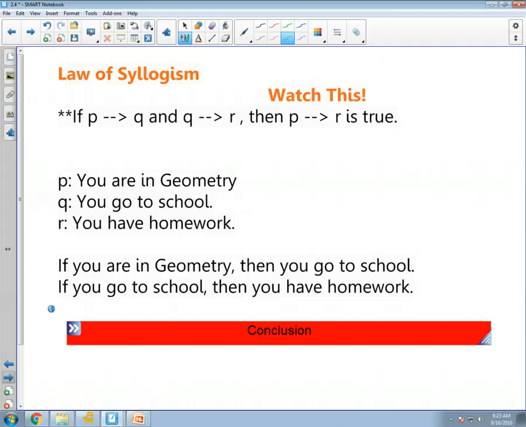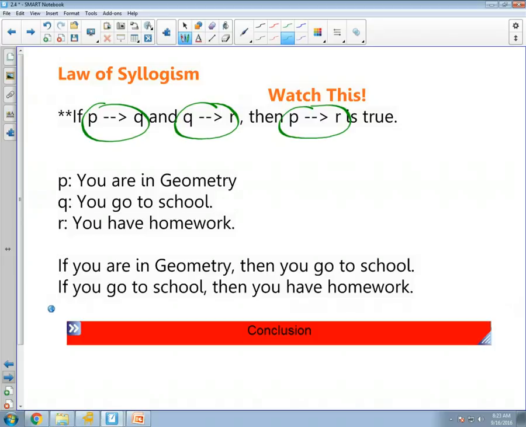Okay, let's kind of talk about this. First of all, let's look at the law itself. In the law itself, there are 3 important parts, and I'm circling those right now. All 3 of those parts are conditionals. So when you do the law of syllogism, you're going to end up with 3 if-then statements. Okay, now pay attention up here. I need your attention, please. Thank you. So, for law of syllogism, 3 if-thens.